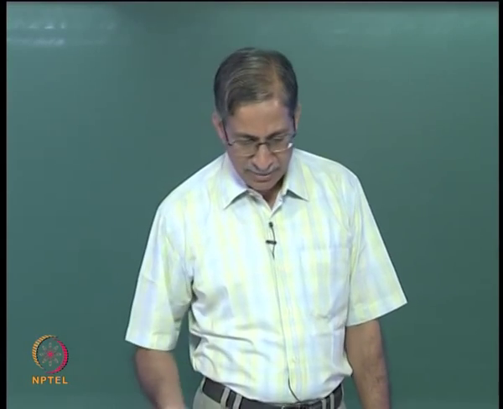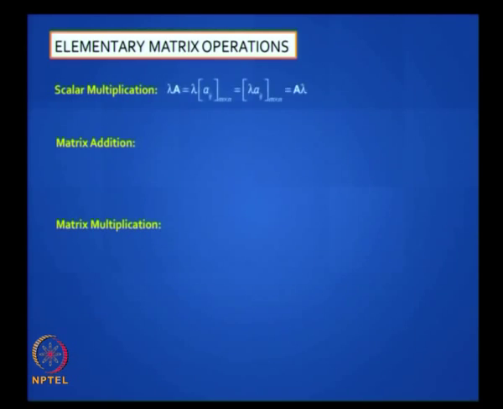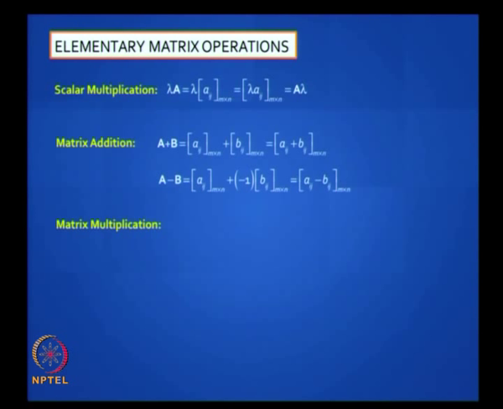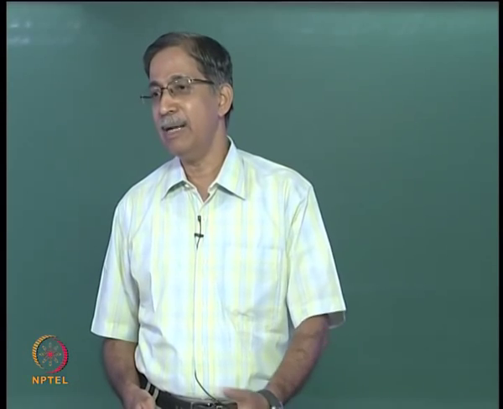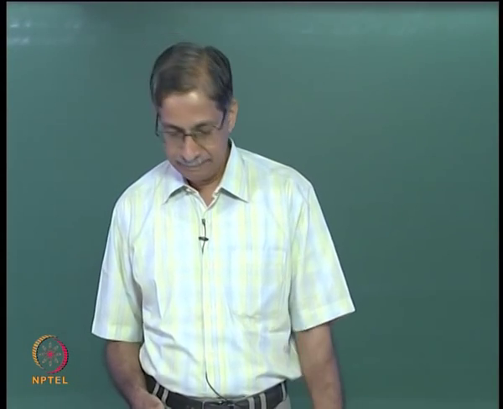Elementary matrix operations, I will go very fast, you are familiar with it, you have scalar multiplication, the scalar is never shown in bold, so lambda is a scalar, you have matrix addition, and A plus B will be equal to B plus A, that is a property. What is that property called? Commutative property, and if you put a negative sign, so we only say addition, but addition is generic, it includes subtraction because you are multiplying with minus 1 which is a scalar.